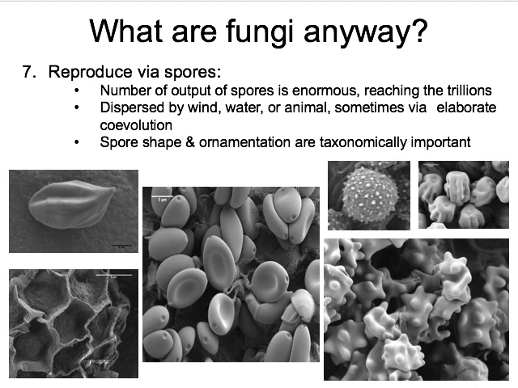Let's get a bit more information about this item from our first list. They reproduce by spores. Here are a variety of spore photos from electron microscopy. The number of spores output is enormous in many fungal individuals, reaching into the trillions. These spores are dispersed by wind, water, or animal, and sometimes by elaborate coevolution. The spore shape and ornamentation are taxonomically important in identifying the fungal groups.